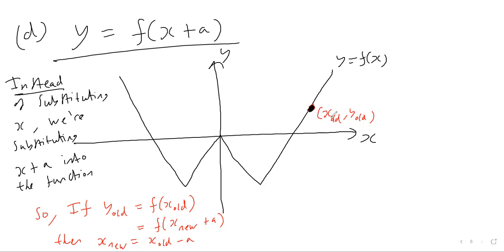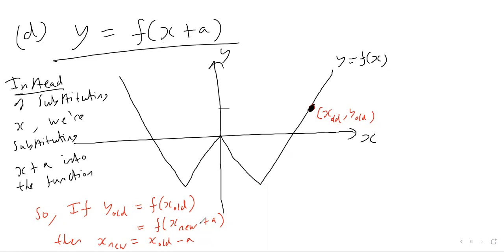Let's pick a random coordinate, x old and y old, so an old x coordinate and an old y coordinate. If the old y coordinate is equal to a function of the old x coordinate, which it is, we're plugging in the old x coordinate and getting this output here. But when we plug in this new transformation, we're going to plug in a new x coordinate plus a, yet we still get the same y value. y is still equal to f of x plus a, as y was equal to f of x. So we're still getting the same output, but we're just changing the x coordinates.